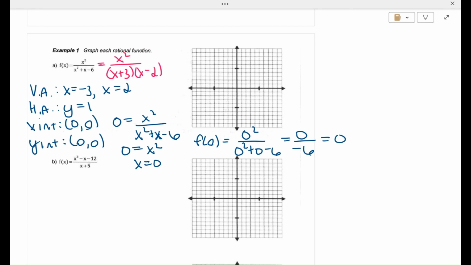Okay, so we have everything we need at the moment. And this is everything that we talked about from day 1. So we'll start graphing here, and I'll show you a little bit more as we go. Let's graph those vertical asymptotes first. We're at negative 3, and then at 2. And then the horizontal asymptote is at y is equal to 1.